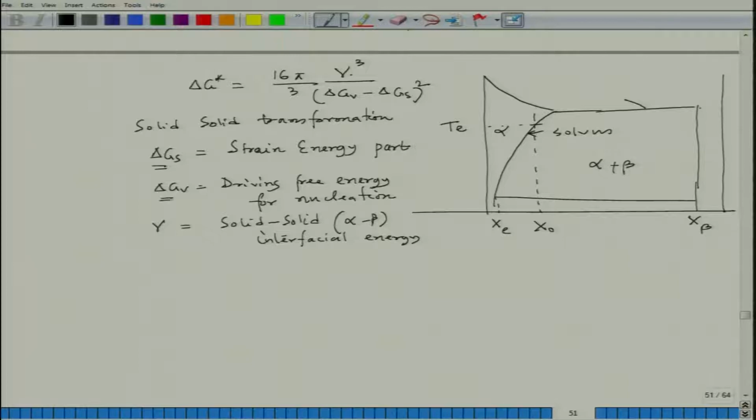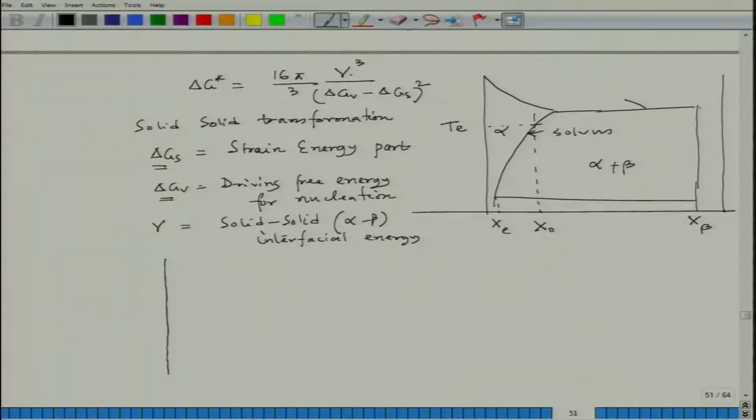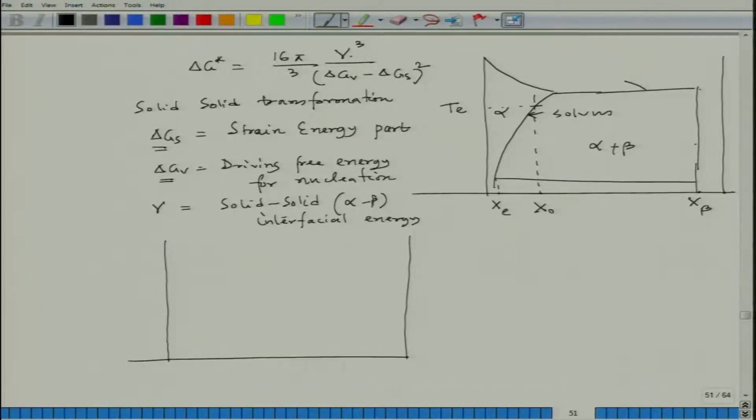And in this case, if I try to see the delta GV, then we have to draw the free energy composition diagram of alpha and beta. Since beta is almost about a single composition, there is not much variation of the beta line with change in temperature, so it would be a very narrow change in free energy. This is G2 beta, and alpha line is this one, this is G2 alpha.